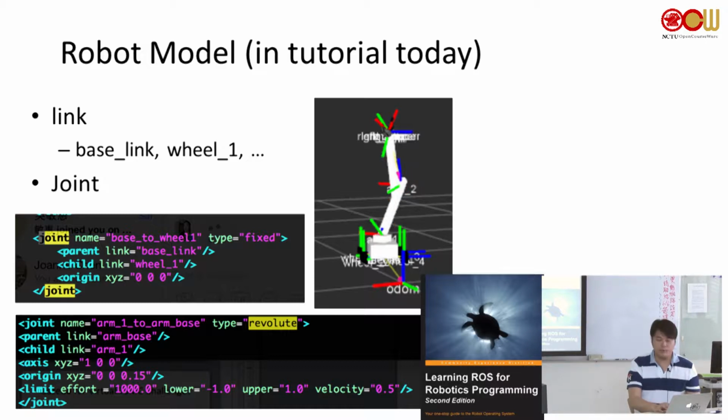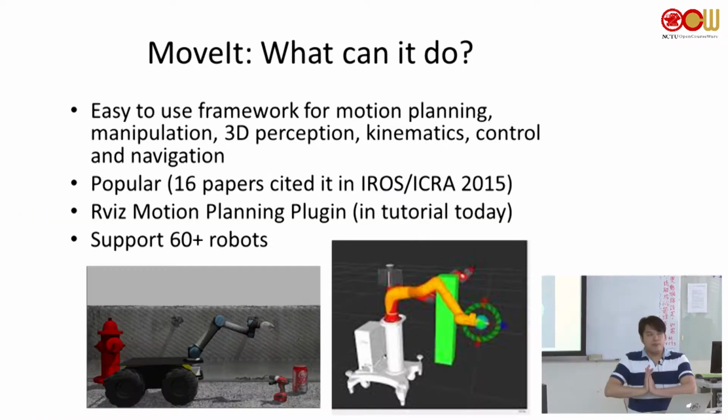You can also define the joints. For example, here there is a base to wheel 1 joint, maybe somewhere around here, and some other joint called arm 1 to arm base, maybe here. The type could be fixed, or it could be revolute. The interesting part is that you can also define some limits there, so that the rotation is limited within some angles.